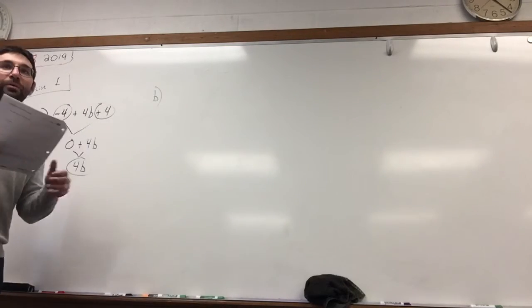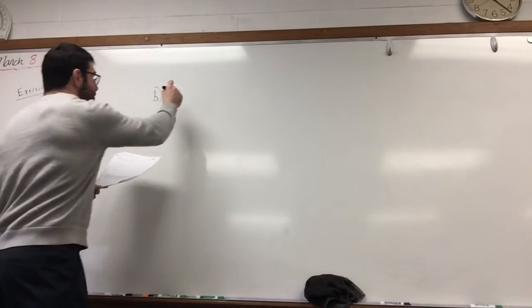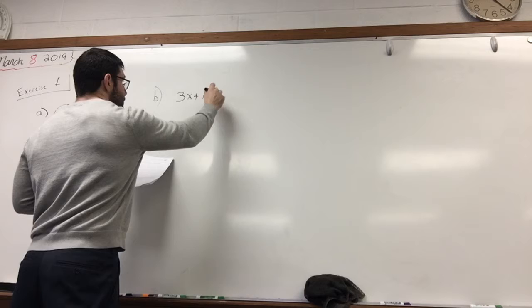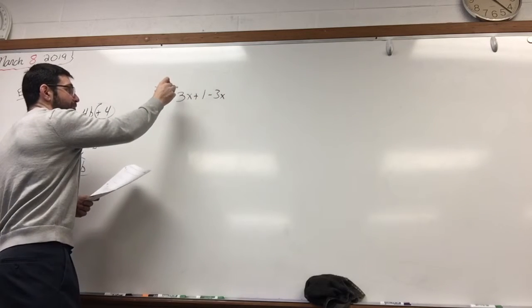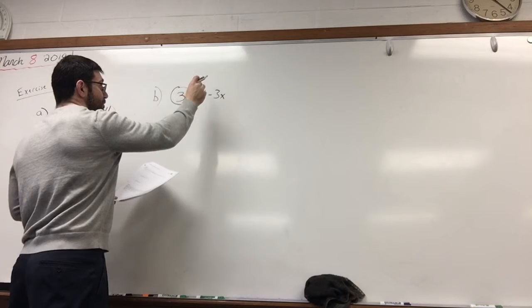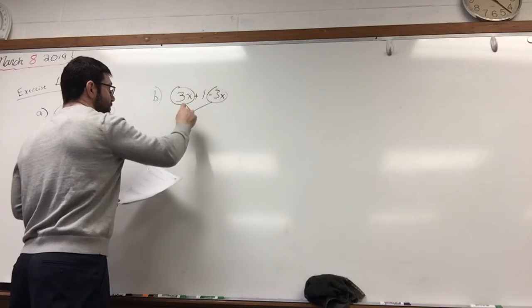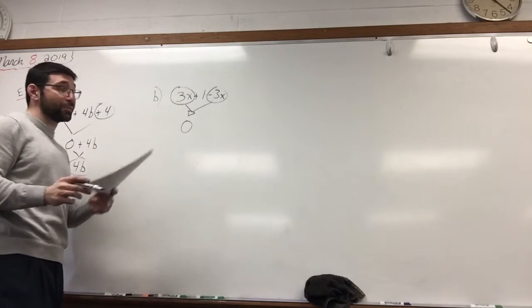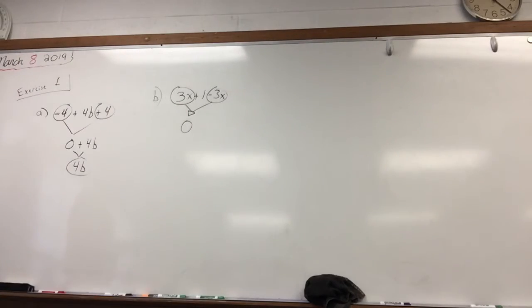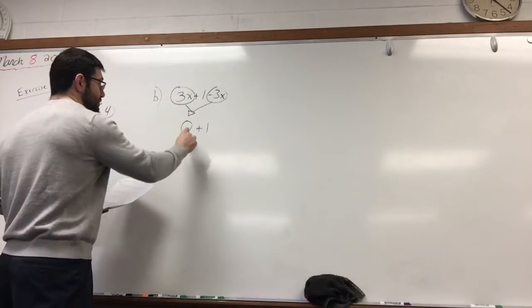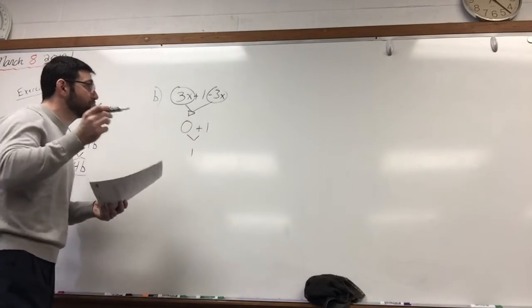Letter B. What am I writing? Brooke. 3x plus 1 minus 6. Good. What am I doing? Okay, so you're going to do 3x and -3x. Good. Even though it's 3x minus 3x, I could really rewrite that as 3x plus a -3x. That's the additive inverse. Plus 1 because of the additive identity. Okay.